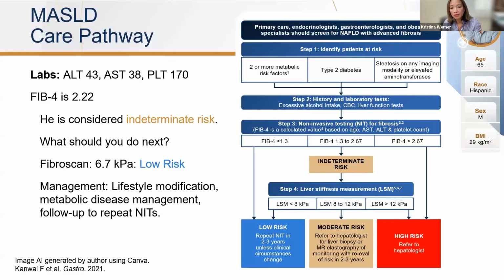Now for our patient, Albert, his FIB4 based on his ALT 43, AST of 38 and platelet of 170 is 2.22. He is considered indeterminate risk. And he had a FibroScan after that, and it is 6.7 kilopascal, which is considered low risk. So for him, the management is really lifestyle modification, optimizing metabolic disease management, and follow up to repeat the NITs.